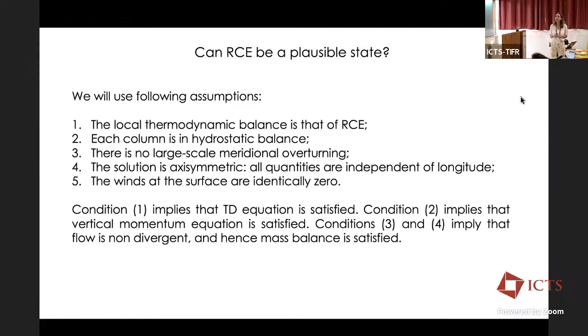Each column is in hydrostatic balance. There is no large-scale meridional overturning circulation. This means that there is no vertical and no meridional motion. We will see that there is zonal wind, but there is no meridional, no vertical motion. The solution is axisymmetric, so all quantities are independent of longitude, and the winds at the surface are identically equal to 0. I hope that I don't need to show the thermodynamic equation again. We know how this is verified.